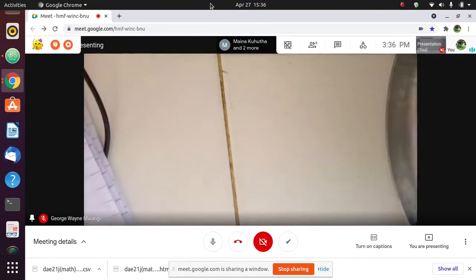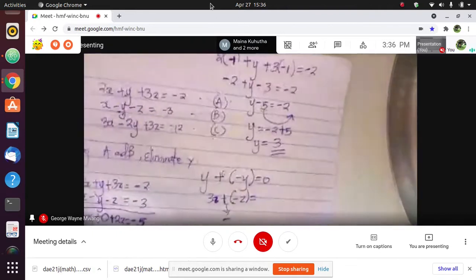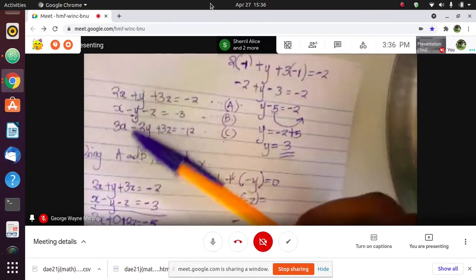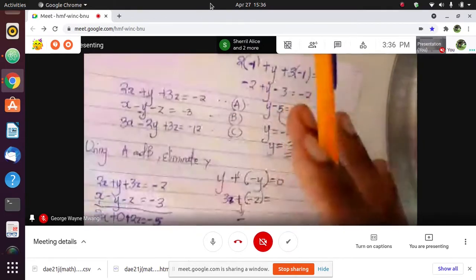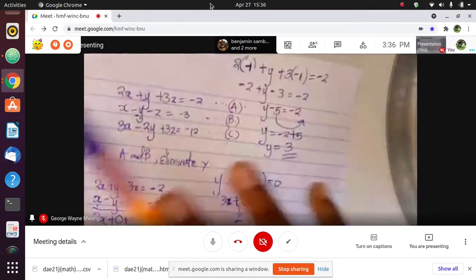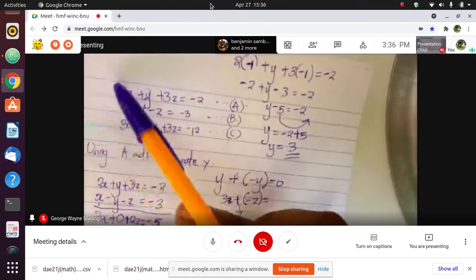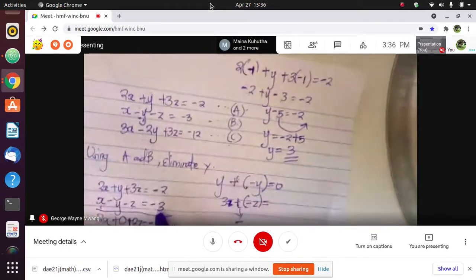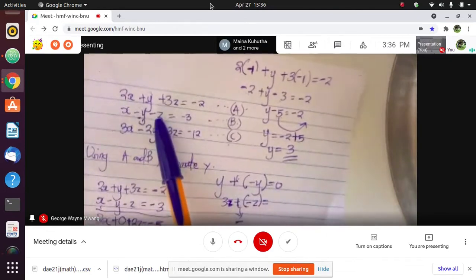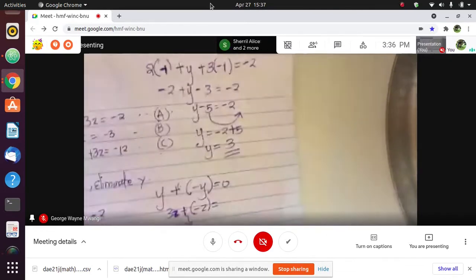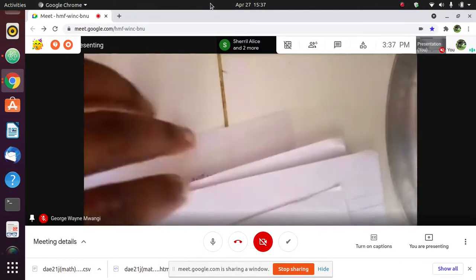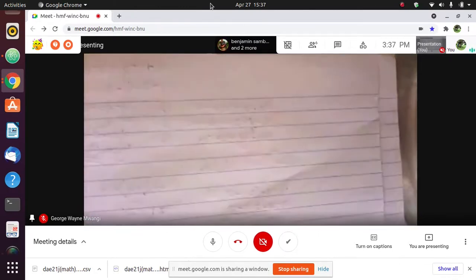Now, whichever variable you decide to eliminate in the beginning, whether it is x or y or z, no problem. All of you will get the same answer. Whether you choose to eliminate x, then y or z, you will all get the same answer. But choose the one whose coefficient is 1. It will be easier for you. Now, that is solving simultaneous equations by elimination.